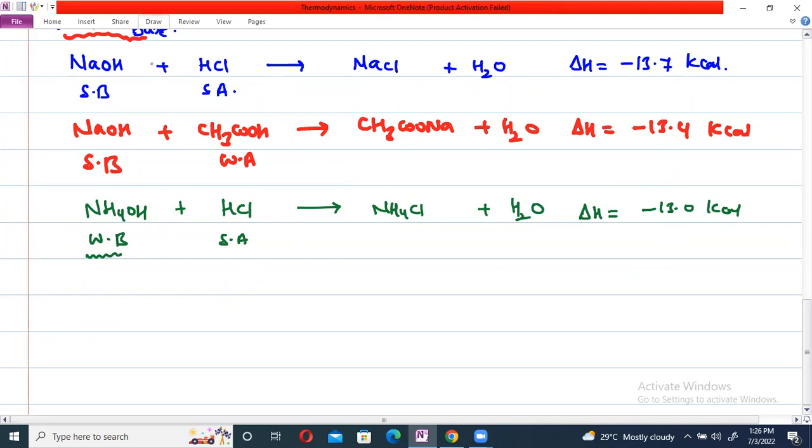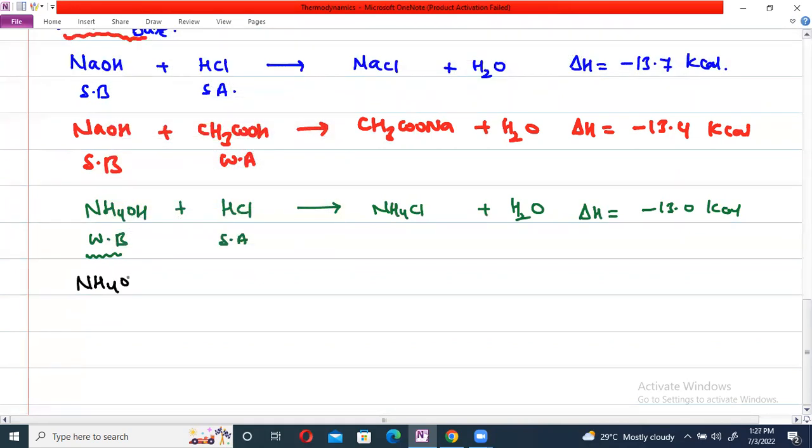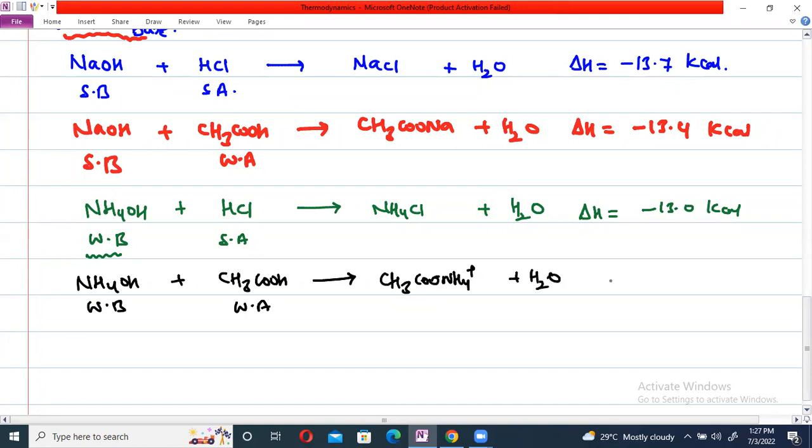If both are weak, let us say the example, base is also weak and acid is also weak. This is a weak base, these are the weak acid. When both are weak, I will get the salt as ammonium acetate plus H2O, and delta H value in this case I am getting here as minus 12 kilocalorie, meaning minus 1.7 kilocalorie amount of the energy was utilized to dissociate the weak base as well as the weak acid.